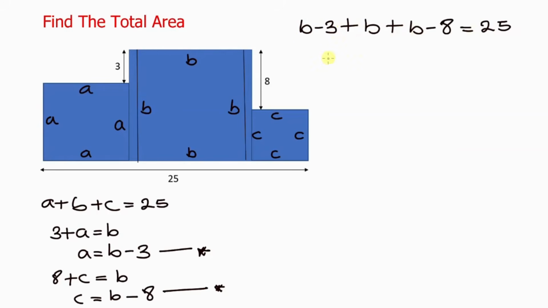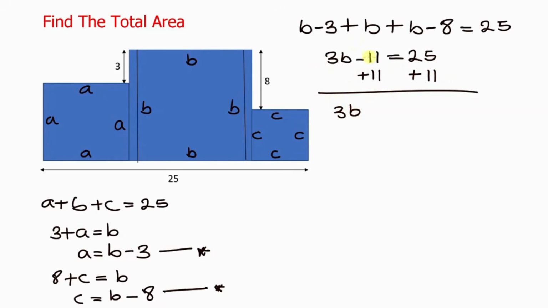Now let's add up. B plus B plus B gives 3B. And then negative 3, negative 8 gives negative 11. And this is equal to 25. If we add 11 to both sides, we have 3B, since minus 11 plus 11 is gone. This is equal to 25 plus 11, which is 36. Now, to get the value of B, we divide both sides by 3. So 3 cancels out, and B becomes 36 divided by 3, which is 12.